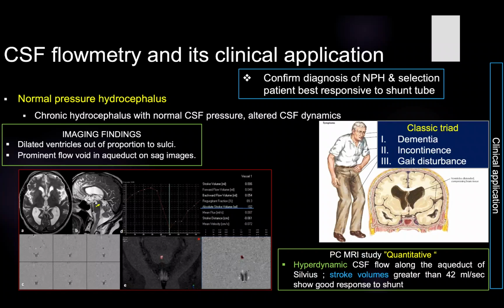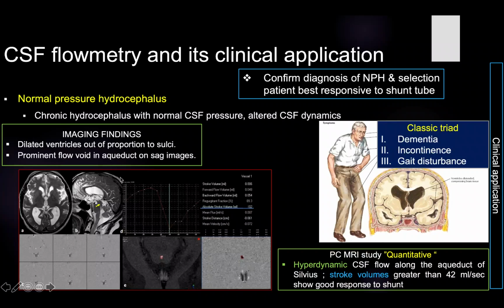in routine MRI sequences that can suggest that there is normal pressure hydrocephalus. These are the two most important features: the dilatation of the ventricular system that is out of proportion to the extra-axial CSF spaces, and the exaggeration of the signal void that is seen along the aqueduct of Sylvius, which reflects the hyperdynamicity of the CSF flow along the aqueduct of Sylvius.